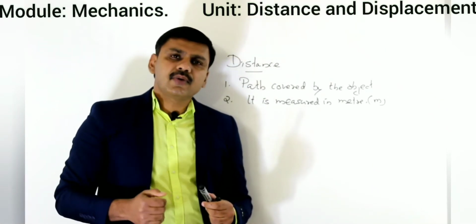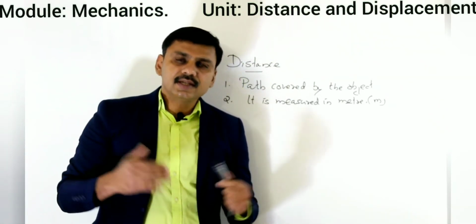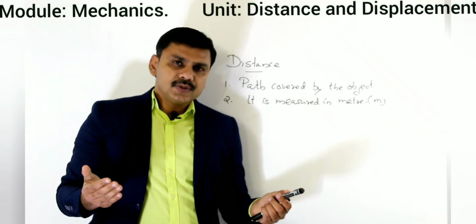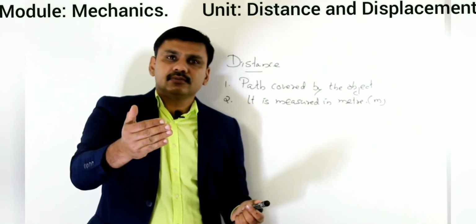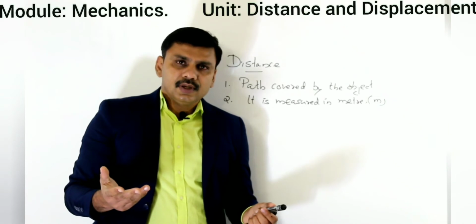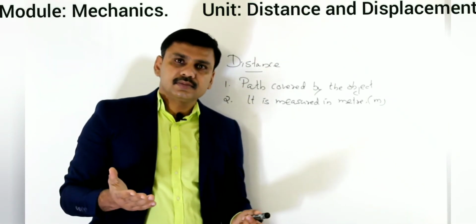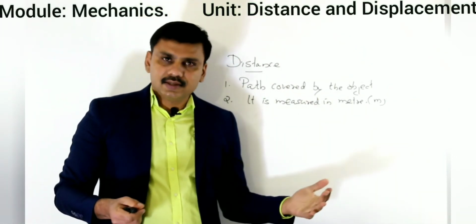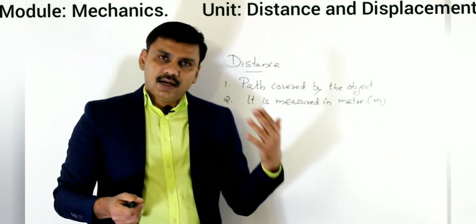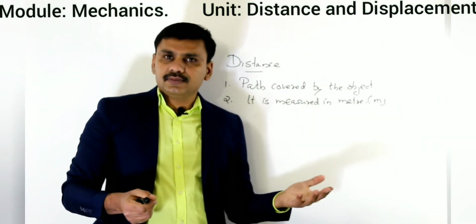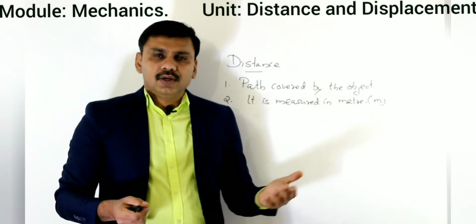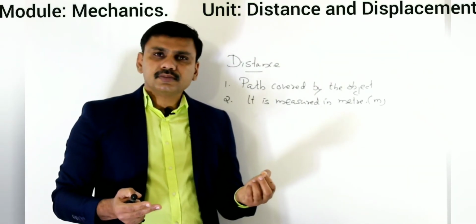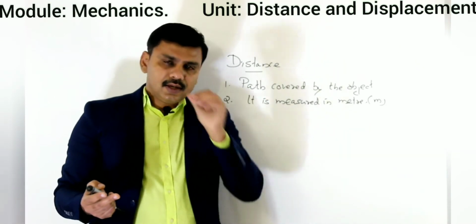Then, is it a scalar quantity or a vector quantity? It is a scalar quantity. Why? Because it has only magnitude. Because you can reach a place by taking different paths, there is no need of mentioning the direction. By using any path, you can reach the place. So distance can take any path, and it is a scalar quantity. It has only magnitude. It has no direction.